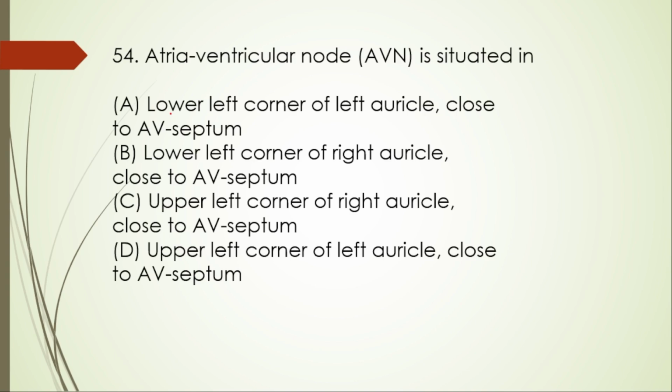54th question. Atrioventricular node, AVN, is situated in A. Lower left corner of the left auricle close to AV septum, B. Lower left corner of the right auricle close to AV septum, C. Upper left corner of the right auricle close to AV septum, D. Upper left corner of the left auricle close to AV septum. So here the right option is option B. It is situated in the lower left corner of the right auricle close to AV septum.